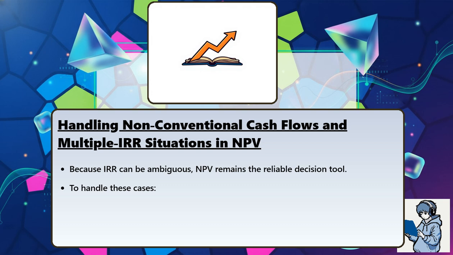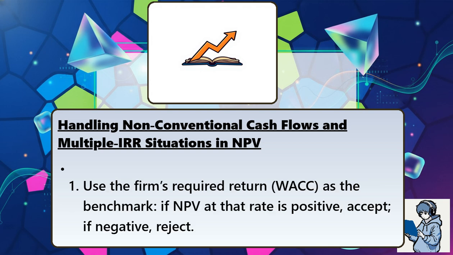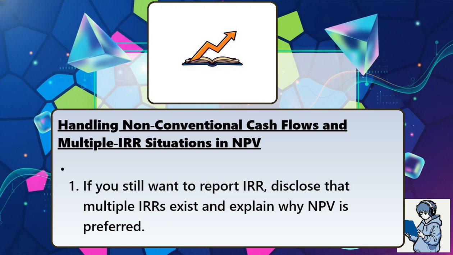To handle these cases, plot NPV versus discount rate to see where the curve crosses zero. Each crossing is an IRR. Use the firm's required return, WACC, as the benchmark. If NPV at that rate is positive, accept. If negative, reject. If you still want to report IRR, disclose that multiple IRRs exist and explain why NPV is preferred.